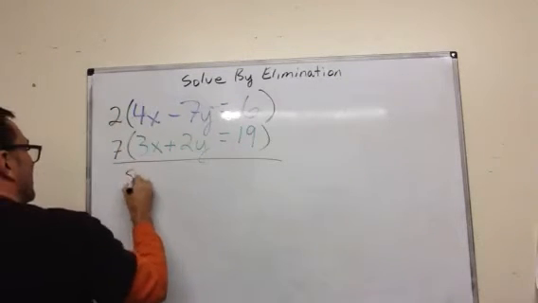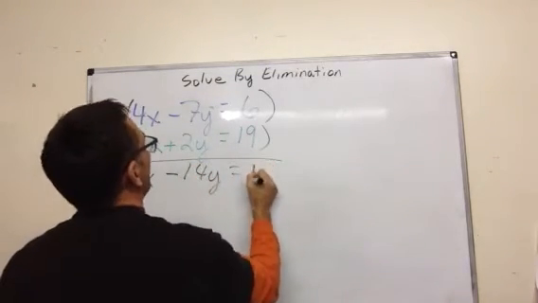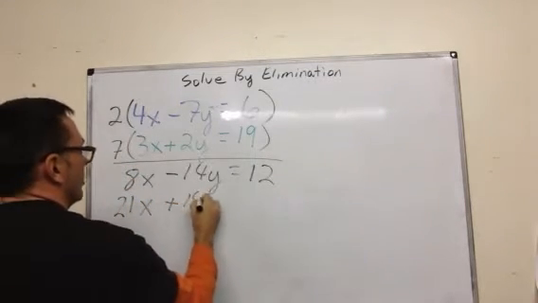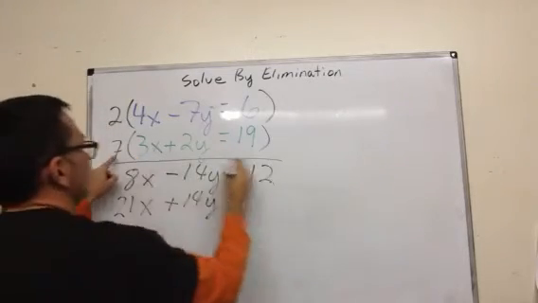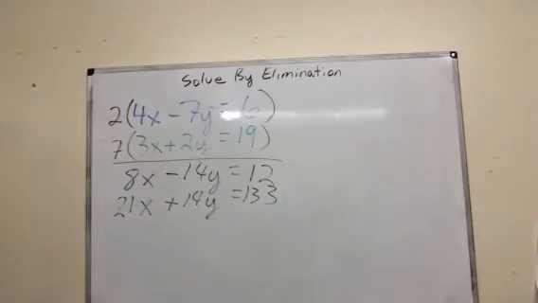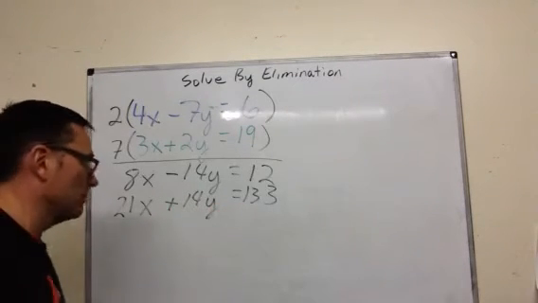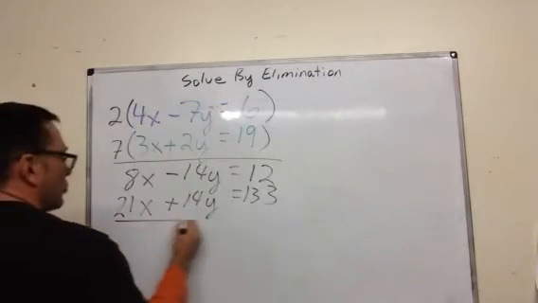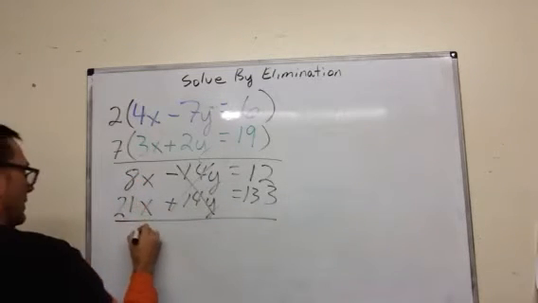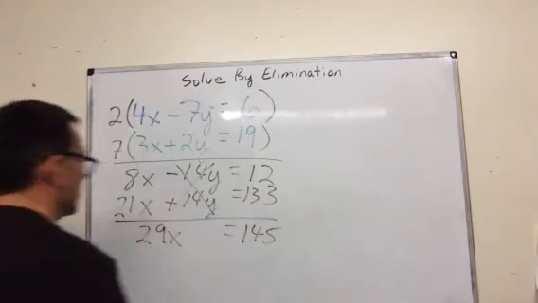So when we multiply, we have 8x minus 14y equals 12, and 21x plus 14y equals 133. Now again, this number might be big, but if you're using a calculator, it shouldn't be an issue. We do have opposites, so we add down. These get eliminated. 8x and 21x is 29x. 12 and 133 is 145.